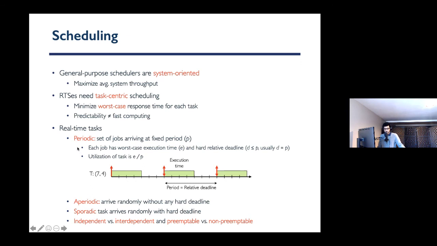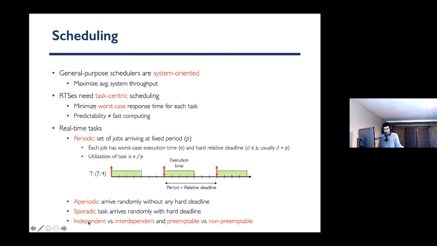So that's it. Periodic tasks, which we define as a set of symmetric jobs; aperiodic tasks, which are very similar to the general purpose tasks that we have seen so far; and then sporadic tasks. Basically, there is only one that comes at some point, and it has a deadline that we have to meet.